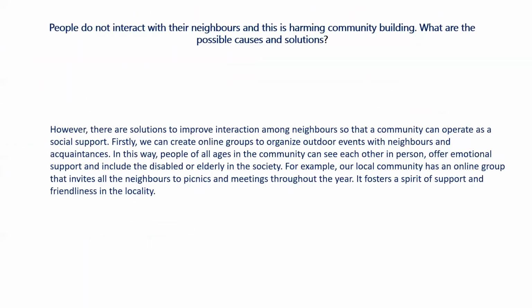Paragraph 2, the advanced student wrote, "However, there are solutions to improve interaction among neighbors so that a community can operate as a social support. Firstly, we can create online groups to organize outdoor events with neighbors and acquaintances. In this way, people of all ages in the community can see each other in person, offer emotional support, and include the disabled or elderly in the society. For example, our local community has an online group that invites all the neighbors to picnics and meetings throughout the year. It fosters a spirit of support and friendliness in the locality."